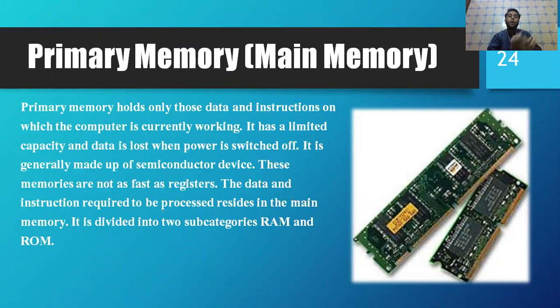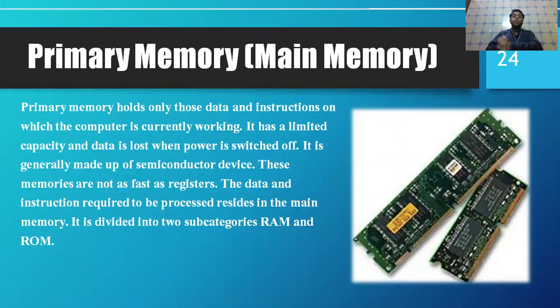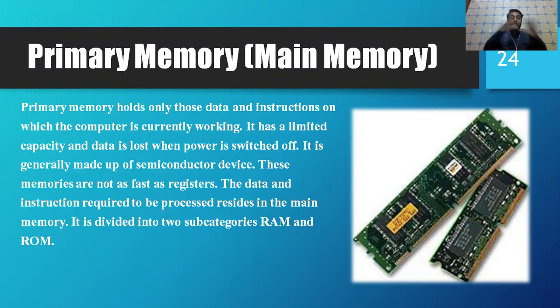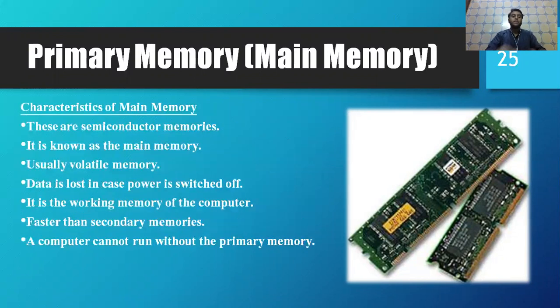Primary memory, main memory. Primary memory holds only those data and instructions on which the computer is currently working. It has a limited capacity and data is lost when power is switched off. It is generally made of semiconductor devices. These memories are not as fast as registers. The data and instructions required to be processed reside in the main memory. It is divided into two parts: RAM and ROM.